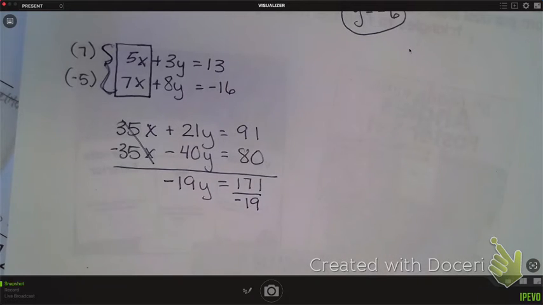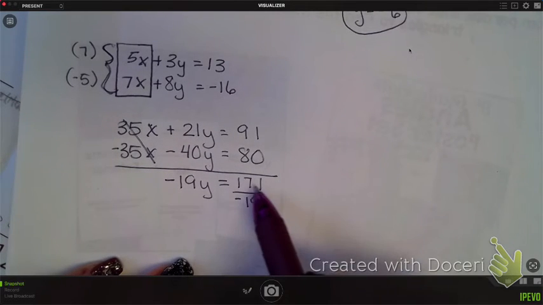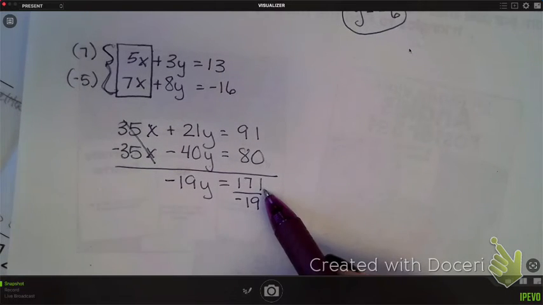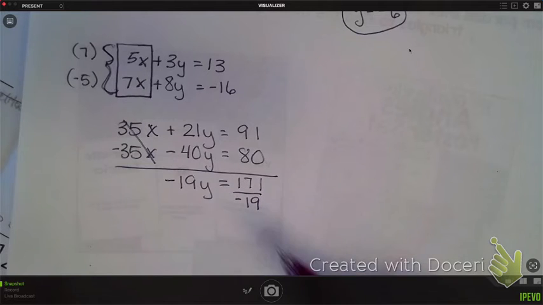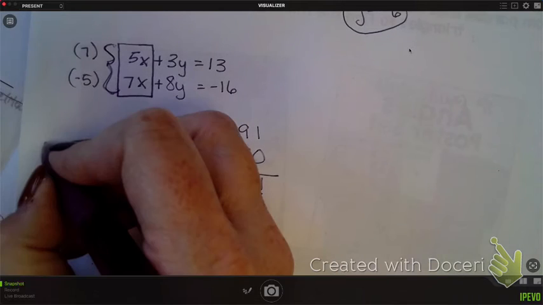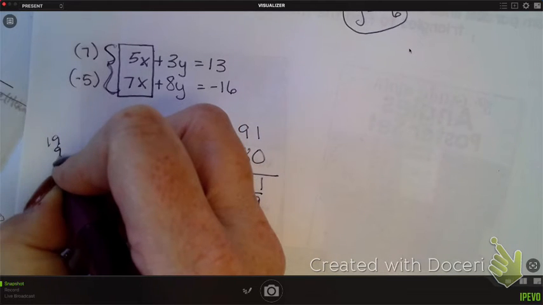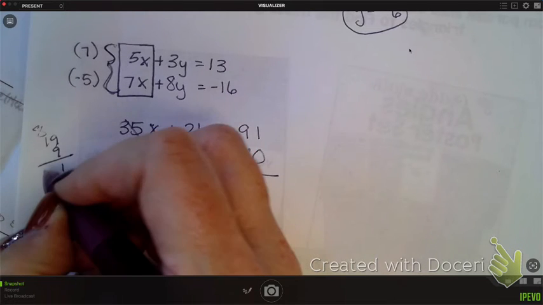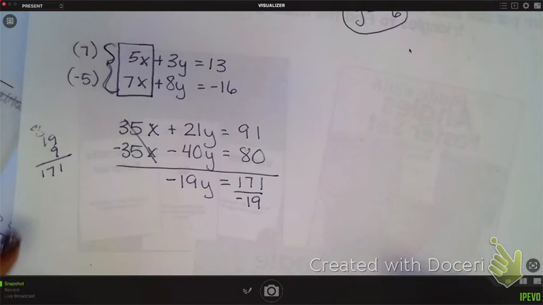Okay, so what do you want to try to see how many times 19 goes into 171? We got to get 1. What times 9 gives you a 1 in the ones place? 9. 9 times 9 gives you 81, right? So 9 times 9 is 81, so a 1, carry an 8, 9 plus 8 is 17.